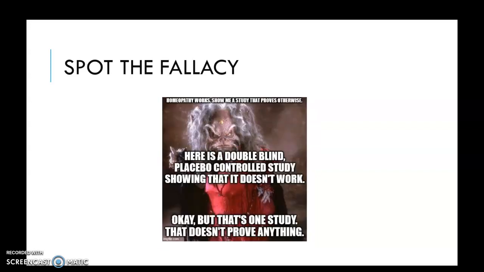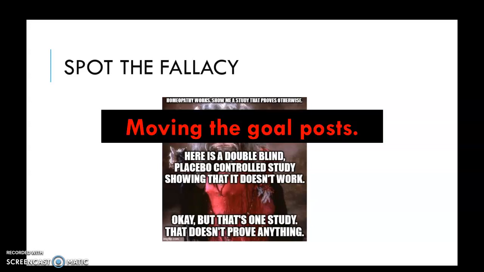Spot the fallacy. Person 1 says, "Homeopathy works. Show me a study proving otherwise." Person 2 says, "Here is a double-blind, placebo-controlled study showing homeopathy doesn't work." Person 1 responds, "Okay, but that's just one study. That doesn't prove anything." Kind of a long one there, huh? So that's moving the goalpost, because once we have satisfied one point, they try to make it more difficult by moving the goalpost further out.